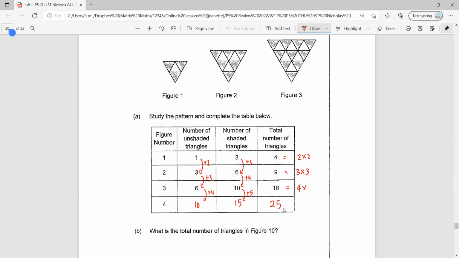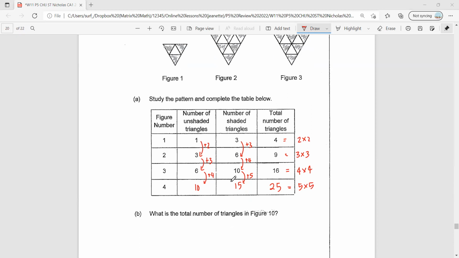Okay, so you need to know that. You will see a number of these questions, these type of numbers appearing for your pattern questions. Okay, what is the total number of triangles in figure 10? So based on what I just said, right?